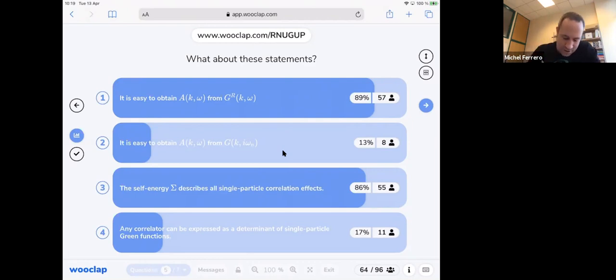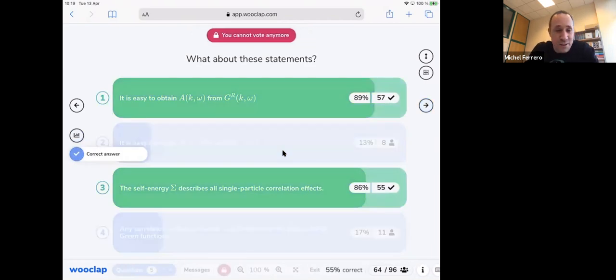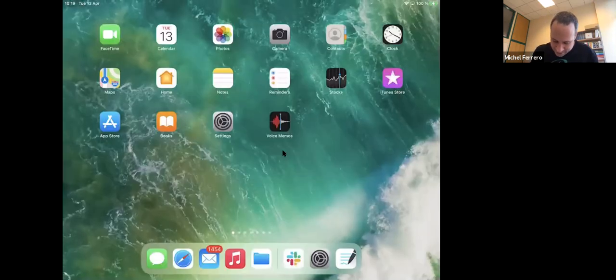And yes, the self-energy describes all single particle correlation effects. That's encapsulated in the self-energy. And the last one, I'll finish with this. I don't think it makes a lot of sense, for the 10 minutes that are left, that I really go into DMFT. I'll come back to that last point about any correlator. Can it be expressed as a determinant? I did not discuss this, so let me discuss that, and I'll end with this today. Let me go back to my notes.